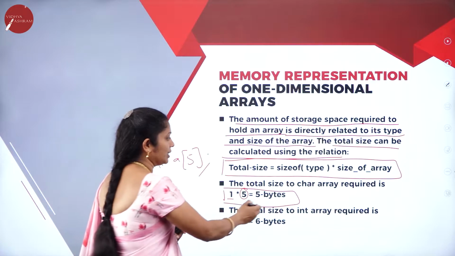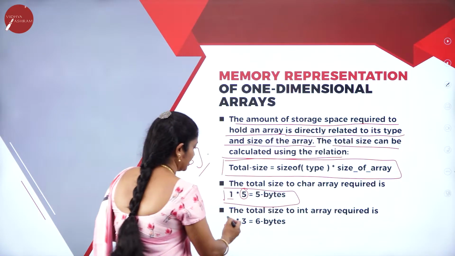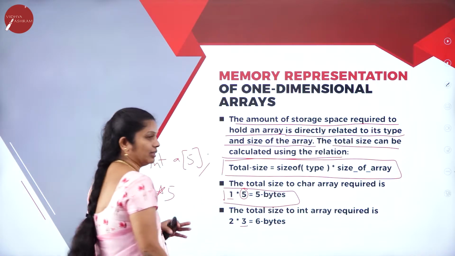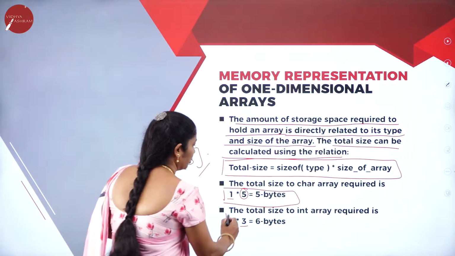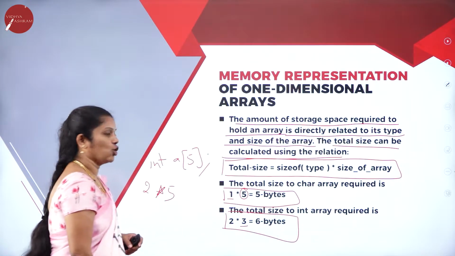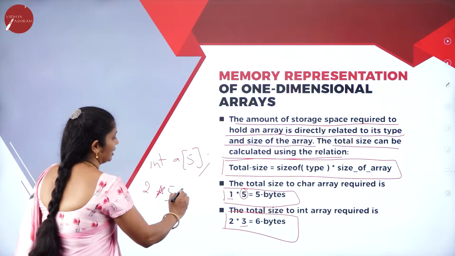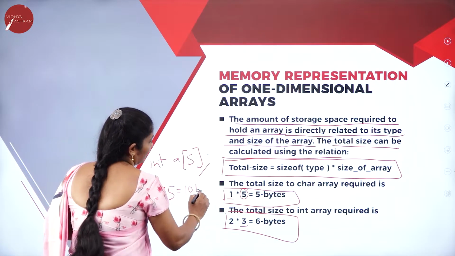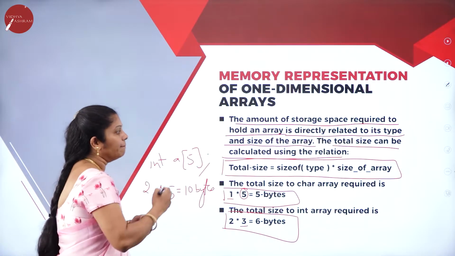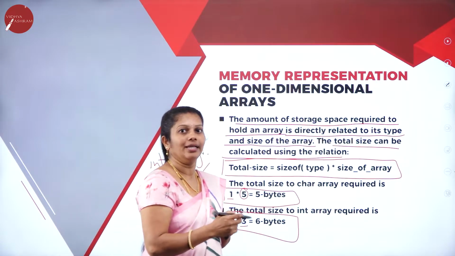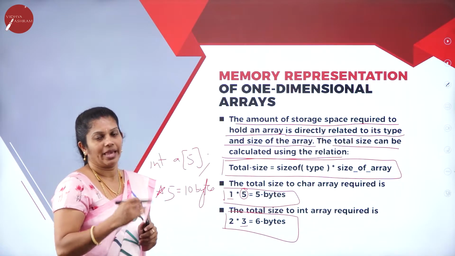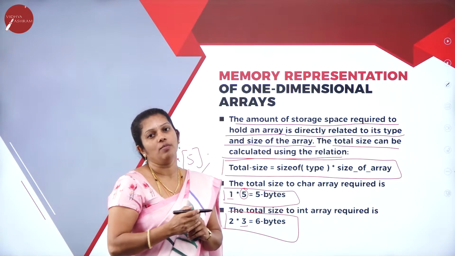It means that the total size an int element requires is, for example, in this case we have 3 elements. That's why 2 into 3, totally 6 bytes of memory it will take. Whereas here it will occupy 10 bytes of memory space. By this, we can calculate the total size exactly, how much the array requires.